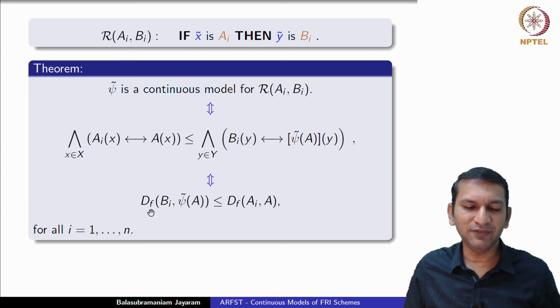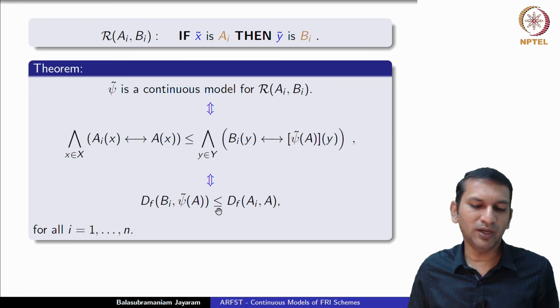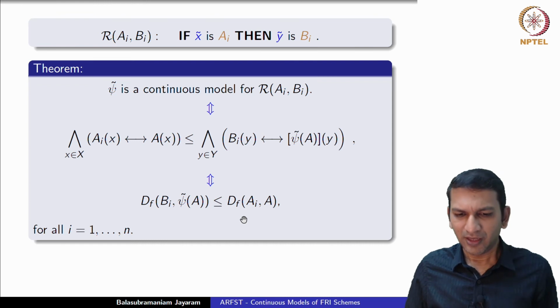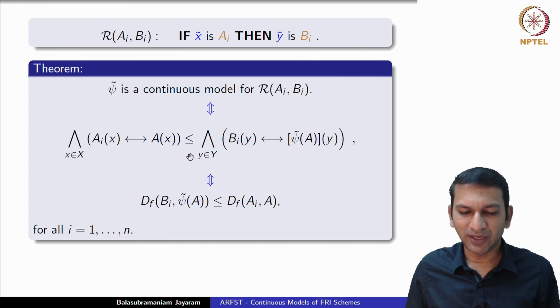as you can see, d_f is a metric. So this talks about some kind of continuity. In fact, you can look at it as a Lipschitz continuity at the points a_i, b_i. So now let's start with this inequality and slowly go towards this.